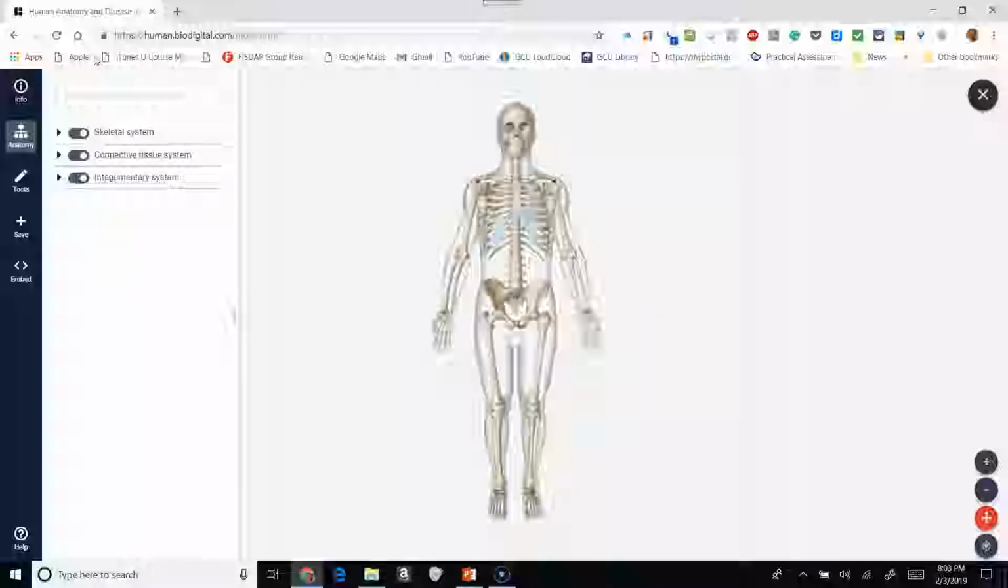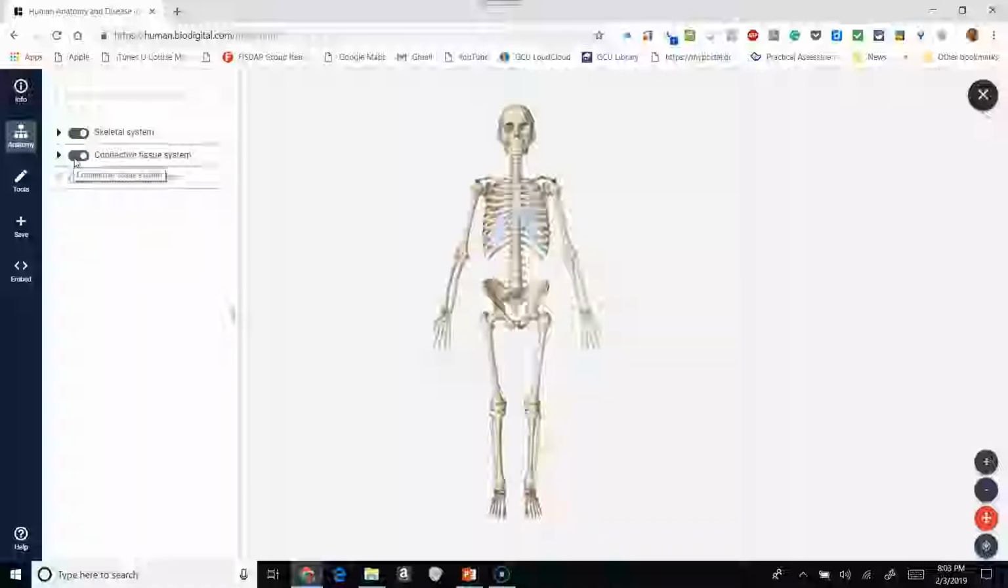and ligaments are going to connect the bones together. So if we were to take away the skin here, you can see the ligaments are now going to connect the bones to each other, whereas tendons, which we're not going to be able to show here all the way, are going to connect muscles to bones.